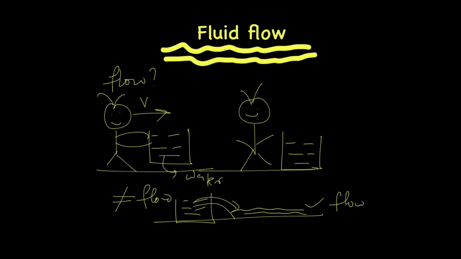Let's take some examples. River water. Is it a flow? Yes, because the water is moving by itself. Wind is another example. Before we start studying fluid flow, I need to tell you about one assumption that we consider, and that is, the fluid is incompressible.